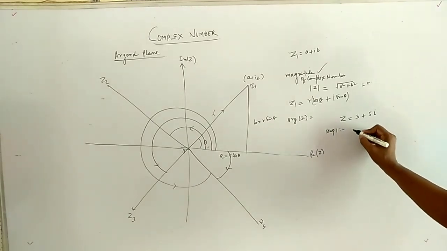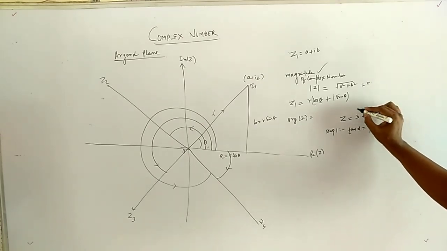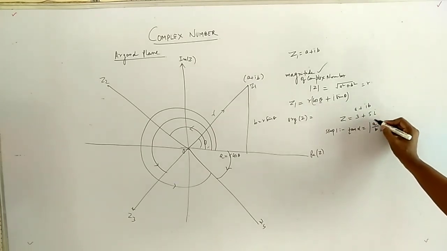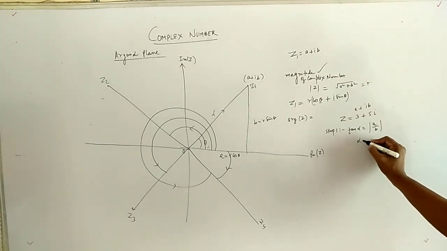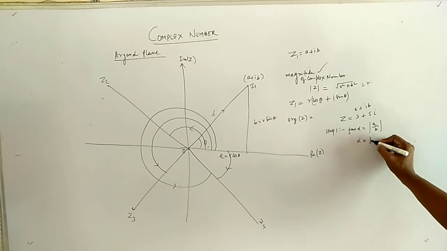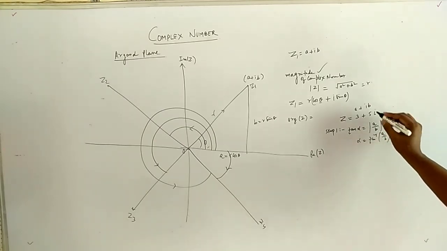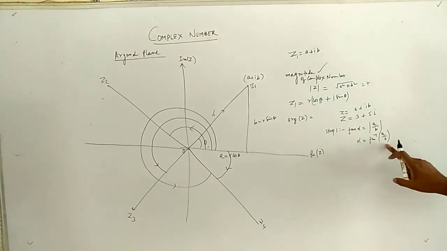you find tan alpha equal to mod of a upon b, where a is the real part and b the imaginary part in a plus ib. It means this quantity should always be positive. So your alpha will be tan inverse of mod a upon b. Since we have taken a and b as positive in the mod value, alpha you'll always get as an acute angle between 0 and 90.